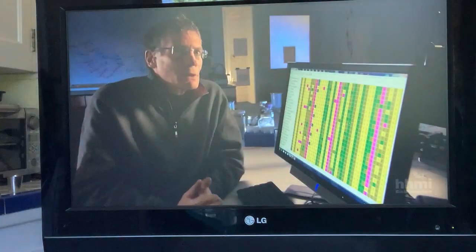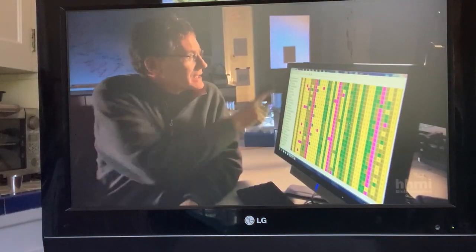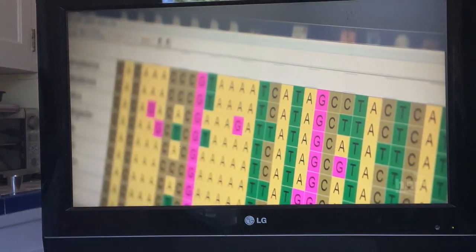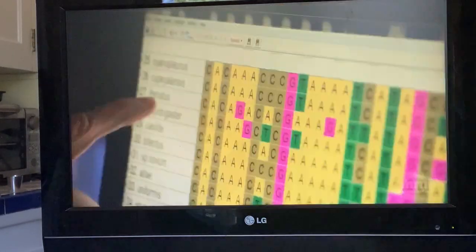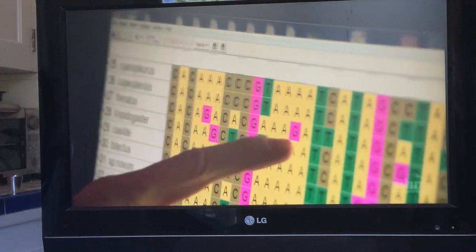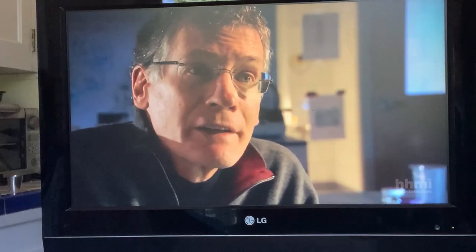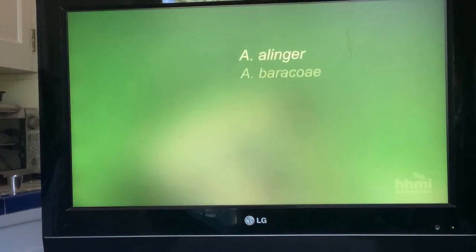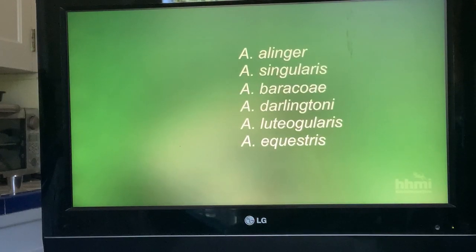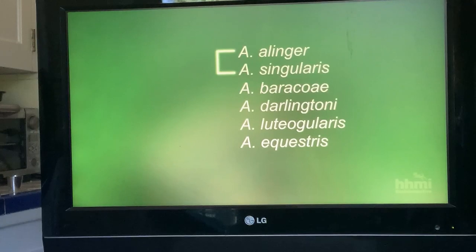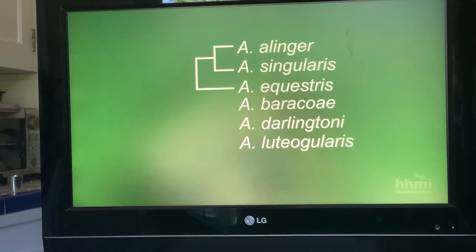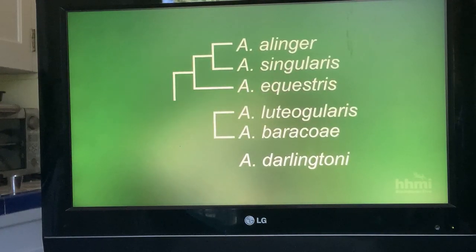Species that are more closely related, we wouldn't expect to have many differences in their DNA. For example, these two species here, if you go across here, there's only one base pair where they're different. That's because they're very closely related. On the other hand, this species here has many differences, here, here, here, and here. That's because this species diverged from the other ones a long time ago. After determining which two species were most closely related, they joined them together with a node representing a common ancestor. Then they joined these to the next most closely related, until all the lizards were united in a phylogenetic tree.